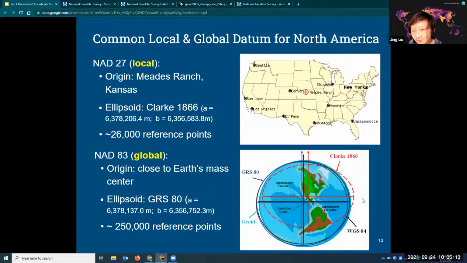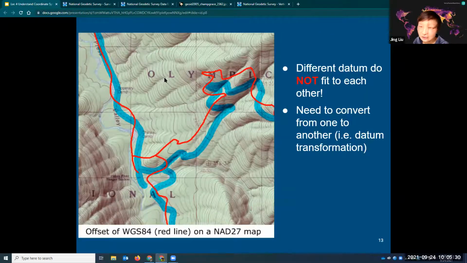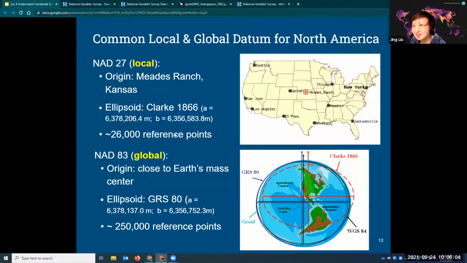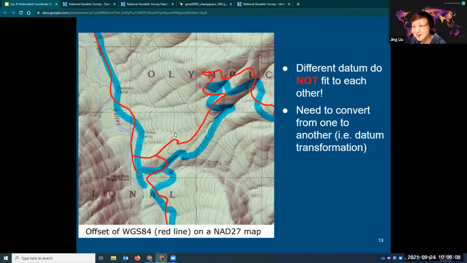So you can see this is the difference between NAD 1983 versus this local Clark datum. And no joke, on our old version topographic map and the later version topographic map, you do have this difference, actually very big in some areas. So if you have an older version topographic map and you want to transform it to the newer version, or you want to overlay the geographic features with the newer version, you need to convert your old NAD version to NAD 1983. That is called datum transformation. Later let me show you how to do that.